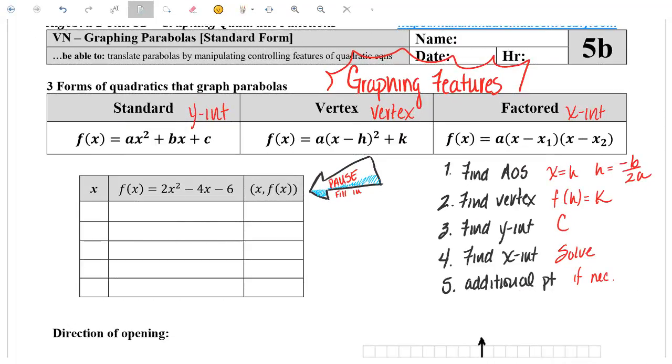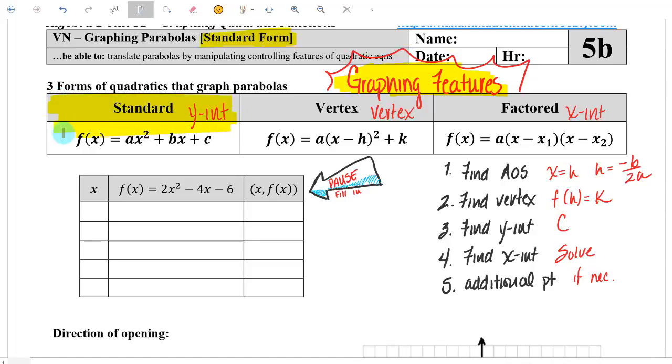Okay, hi and welcome to another set of video notes on graphing parabolas. This time though, we're going to graph in standard form. Remember, we are graphing features, or we're trying to find all the features we can from the form so that we can graph it without using a full table. Alright, in this one, we're going to be working with this standard form here.